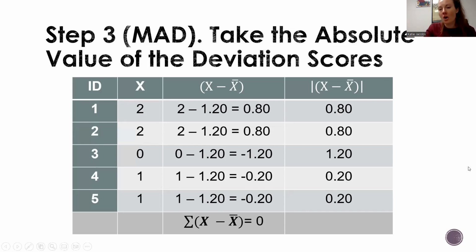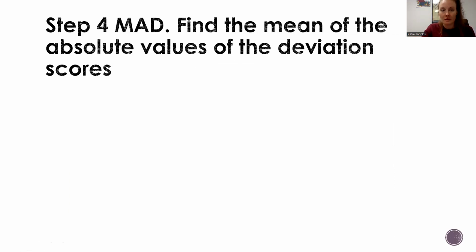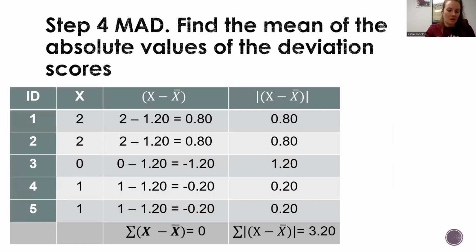Okay, so now if we wanted to know the average absolute value of our deviation scores, how would we find the average? What would we do? If you said we need to add up all of the numbers in our 4th column and divide by our sample size, which is 5, that's correct. And that will actually get us our mean absolute deviation. So to do this, we find the mean of the absolute values of our deviation scores. And when we do that, we find that the sum of the absolute values of our deviation scores equals 3.20. Make sure you're working through this.